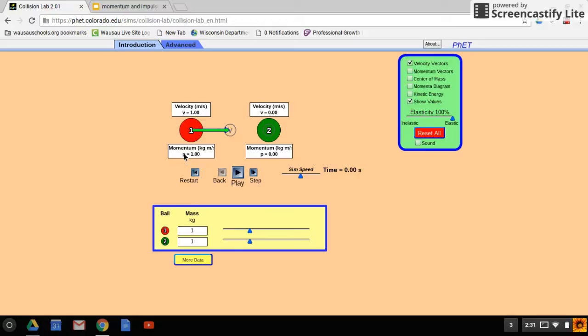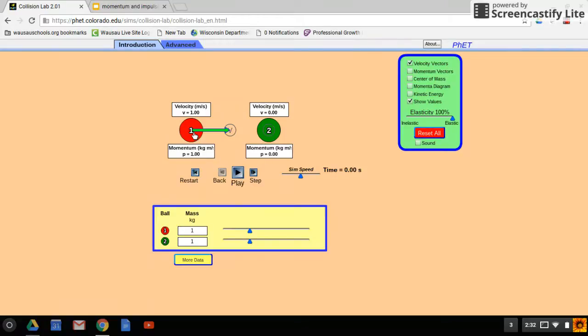Now the symbol for momentum is a lowercase p. This ball's momentum is 1 for its mass times 1 for its velocity. So 1 times 1 is 1. Its momentum is 1 kilogram meters per second. It's kilogram for mass, meters per second. That's the unit for momentum. And then this ball has 0 momentum because it's not moving. Even though it has mass, it's not moving, so it has no momentum.